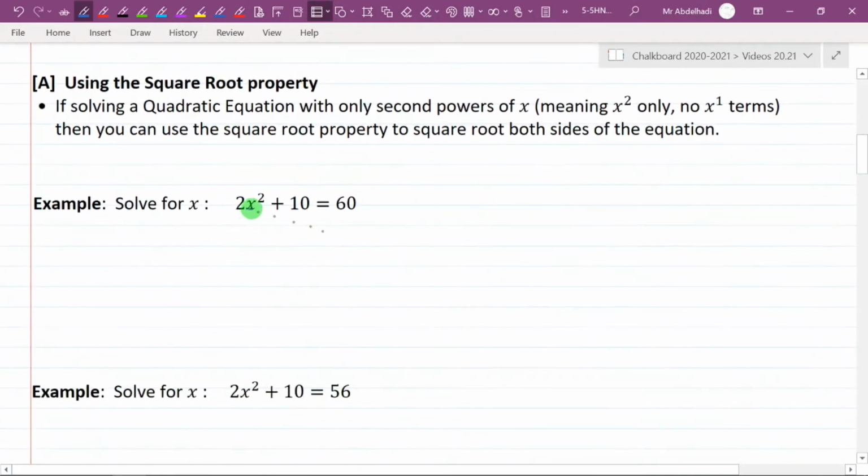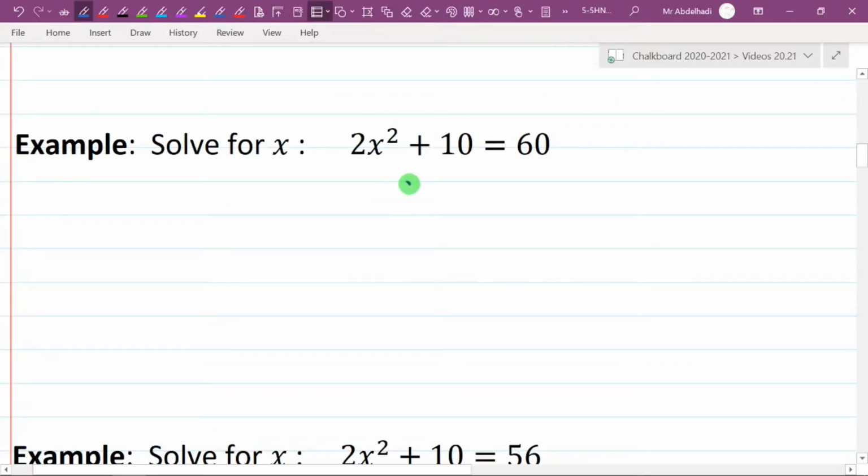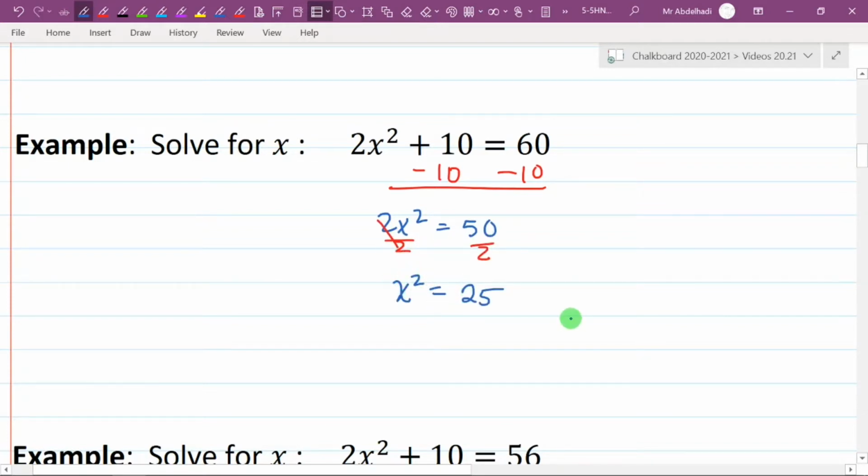Now, if you have an equation that only has a squared x, no unsquared x, meaning a quadratic x only, no linear x, right? There's no x here, for instance, just a squared x. Well, then you can use what's called the square root property, and we're going to do that first. And basically, you're going to solve it algebra 1 style. You're going to get the x squared by itself. So we'll subtract 10 from both sides here, and we get 2x squared equals 50. Then we'll divide both sides by 2, and we'll get x squared equals 25. And there you go. That's algebra 1 style, but we're not done because it's still x squared and not x.